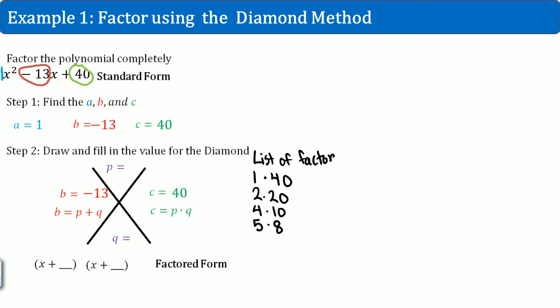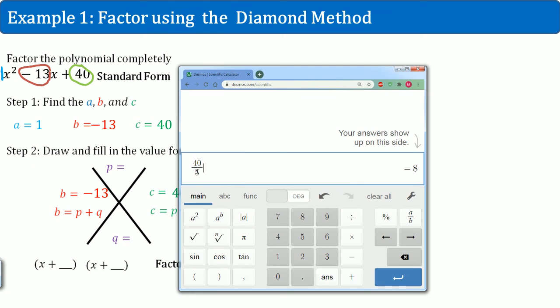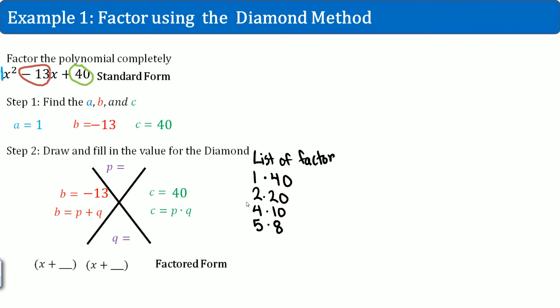Notice the numbers keep coming towards each other. Let's try 6. 6 times 6 is 36. Nope, that's not good. So these would be your different factors. Now I want to make sure that all these numbers can multiply to 40, but let's see which one can add up to negative 13. It's a negative, right? So let's see.